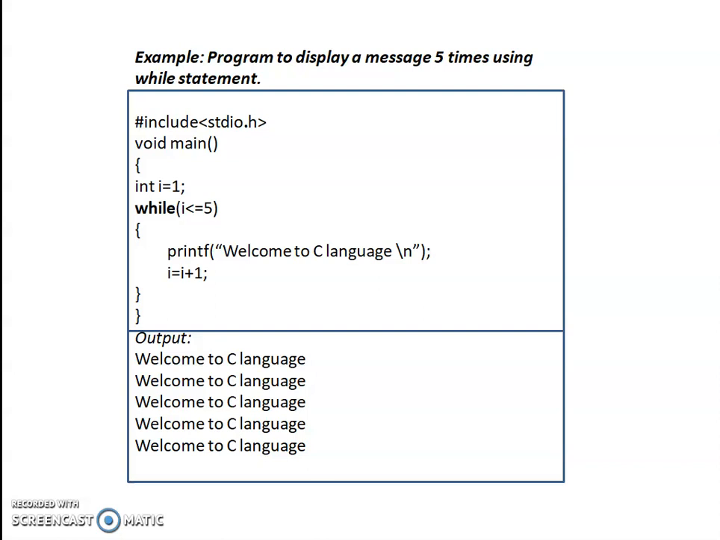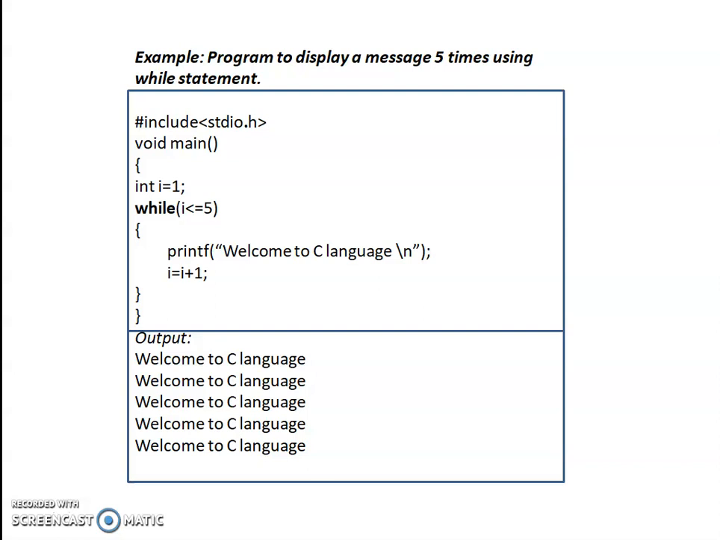So what happens? It completely comes out of the while loop. It will not execute "welcome to C language"; it will directly come out of the loop. Understood? So that is why "welcome to C language" is printed 5 times. We have not used 5 printf statements. Instead, we have made use of the while loop, and using that while loop, I have displayed that message 5 times.